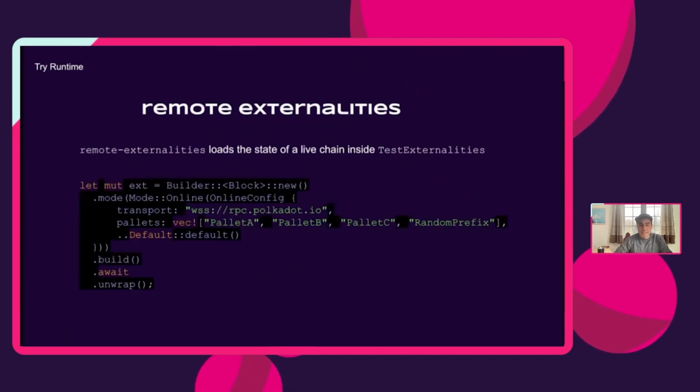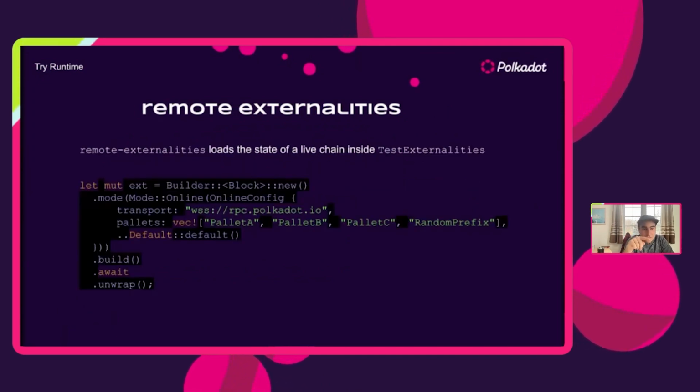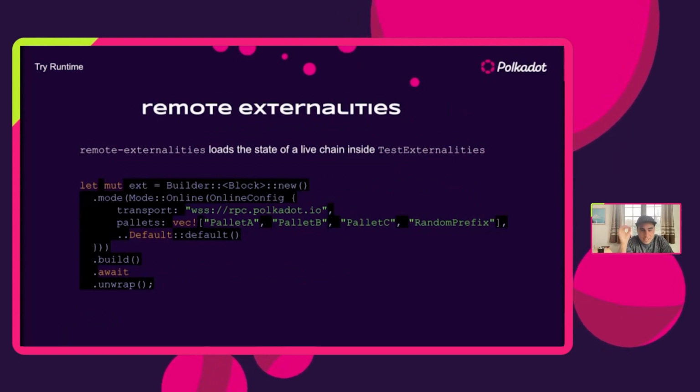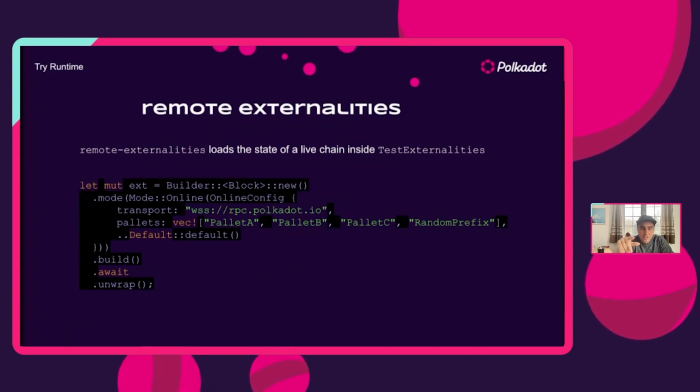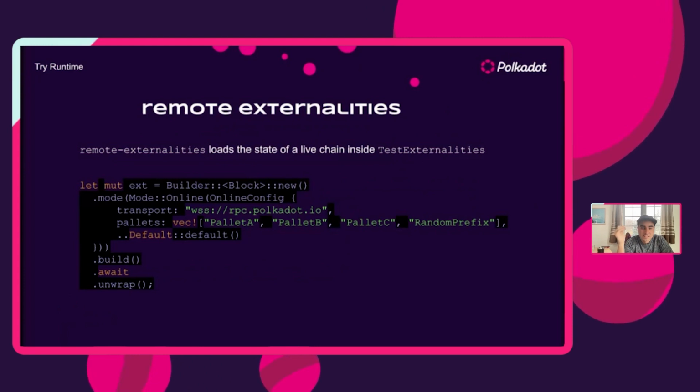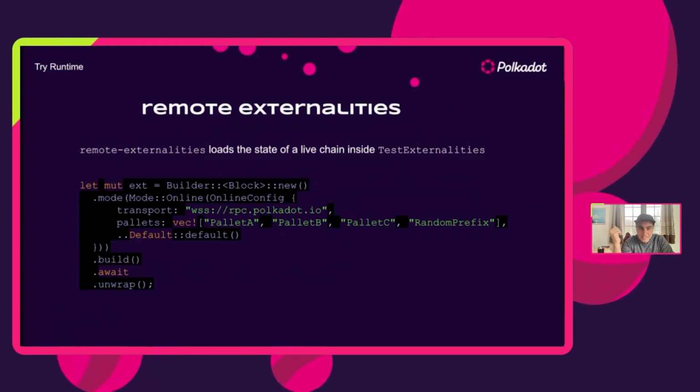Under the hood, there's something called remote externalities, and that's what takes the state of the live chain and injects it into test externalities. What you're seeing there on the screen is a code snippet. It's an example of how remote externalities work under the hood and how you can use it.